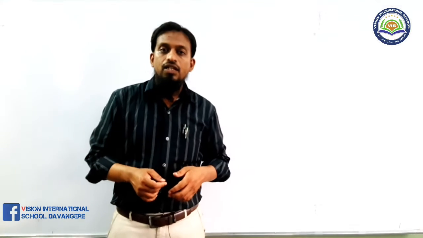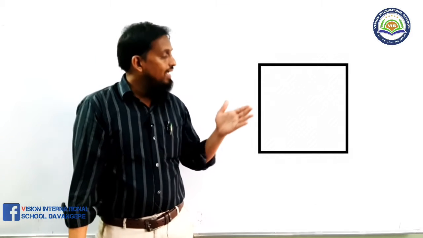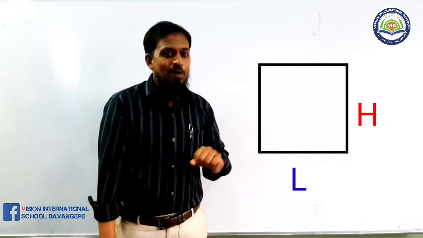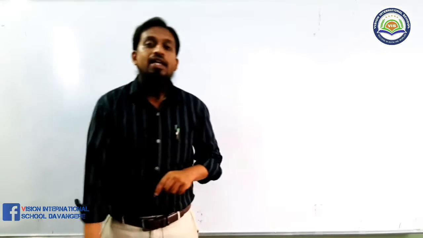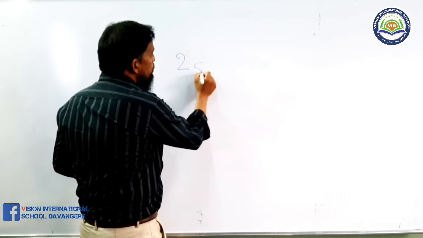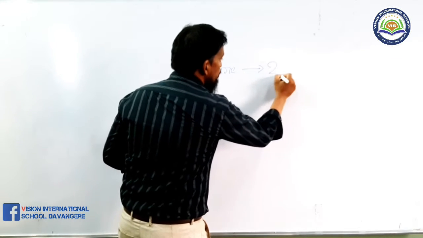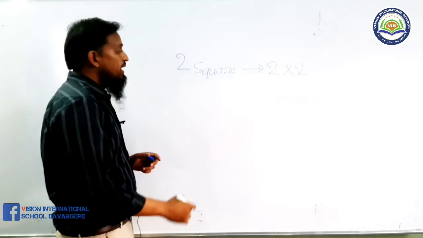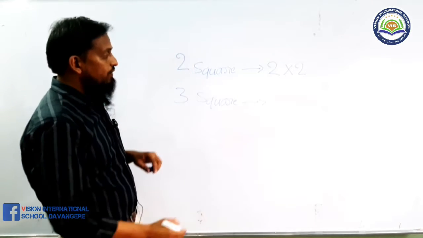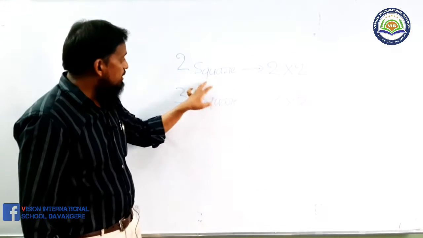In the previous classes, you have learned what you mean by square. A square is a structure in which length is equal to height. But now we are studying algebra. In algebra, square means doubling any number. For example, if you say 2 square, it means writing 2 for 2 times. If I say 3 square, what do you mean by this? Writing 3 for 2 times. Doubling any number is called a square.